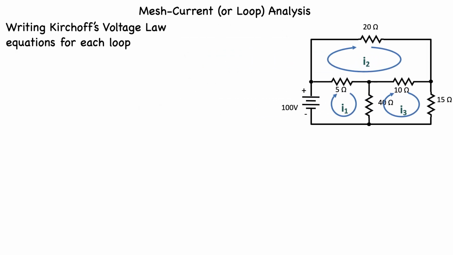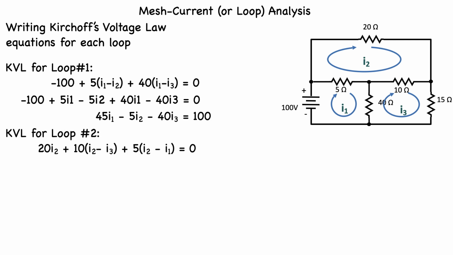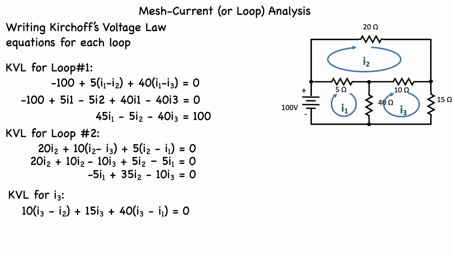Writing the voltage law equations for each loop. For loop number 1, we get this equation, which expands to this and finally reduces to this equation. For loop number 2, the Kirchhoff voltage law equations look like this, which expands to this and finally reduces to this. For loop number 3, the equation is this, which expands to this and finally reduces to this.